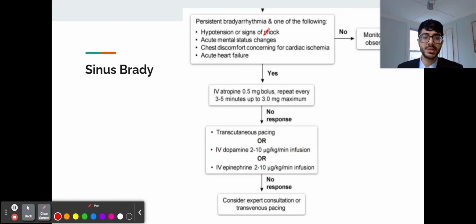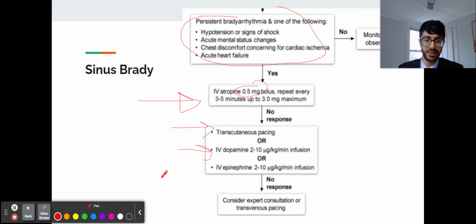Okay, sinus brady. Sinus brady is simple. This is all the things that happen in sinus brady. You're going to speed up the heart. You're going to give atropine. If that doesn't work, you're either going to transcutaneous pace them, dopamine them, or epinephrine them. Right? This is all you kind of need to know for step 2 level.